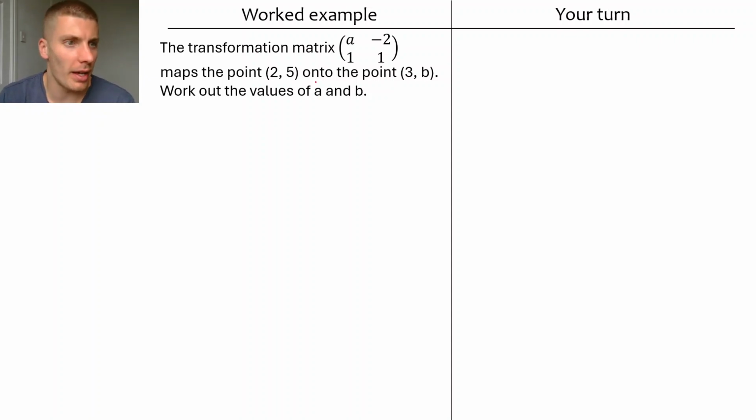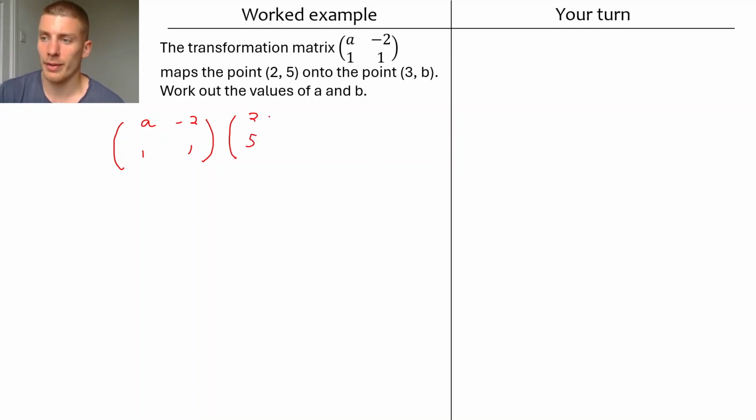So let's just set up a bit of an equation here. The matrix A, -2, 1, 1, we can write over here. Because it's the transformation matrix, we're multiplying it by the initial starting point, which you call the object, which is (2, 5). Remember, you can write it as a 2 by 1 matrix, 2 and then 5. And we're told that this gives us the new point, the image, (3, b). So 3 and then b, done.